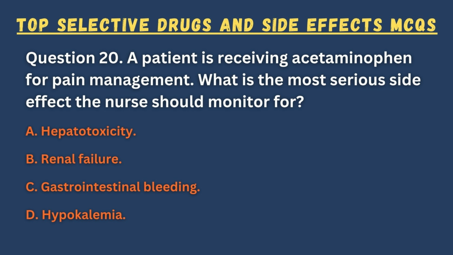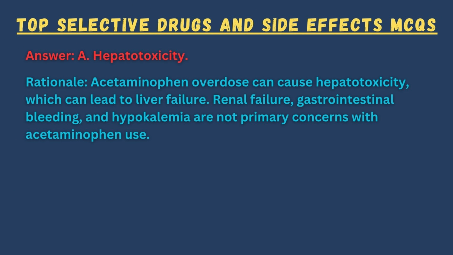Question 20. A patient is receiving acetaminophen for pain management. What is the most serious side effect the nurse should monitor for? A. Hepatotoxicity. B. Renal failure. C. Gastrointestinal bleeding. D. Hypokalemia. Answer: A. Hepatotoxicity. Rationale: acetaminophen overdose can cause hepatotoxicity, which can lead to liver failure. Renal failure, gastrointestinal bleeding, and hypokalemia are not primary concerns with acetaminophen use.